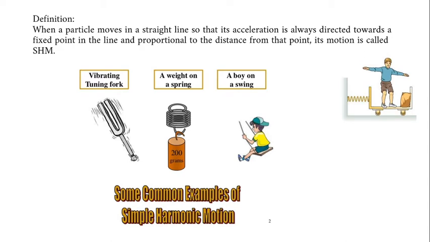When a particle moves in a straight line so that its acceleration is always directed towards a fixed point in the line and proportional to the distance from that point, its motion is called simple harmonic motion.